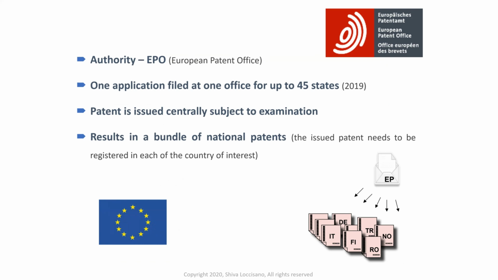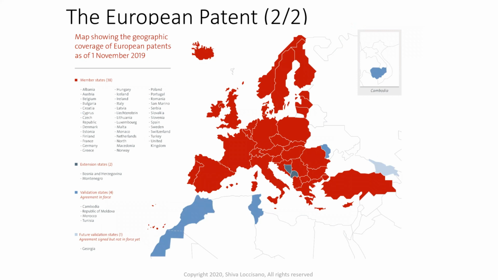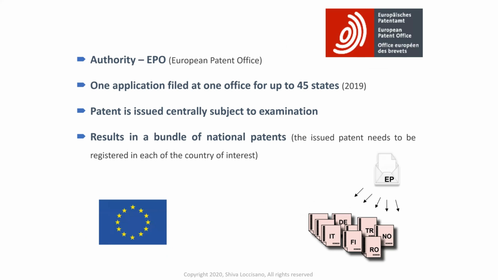In this case, a relevant thing to know is that one application filed just once at the European Patent Office can cover up to 45 states, and this is the map of all the countries that are part of this convention. And if the patent is issued centrally, then of course always subject to the examination, it results in a bundle of national patents that we can obtain after the central examination.